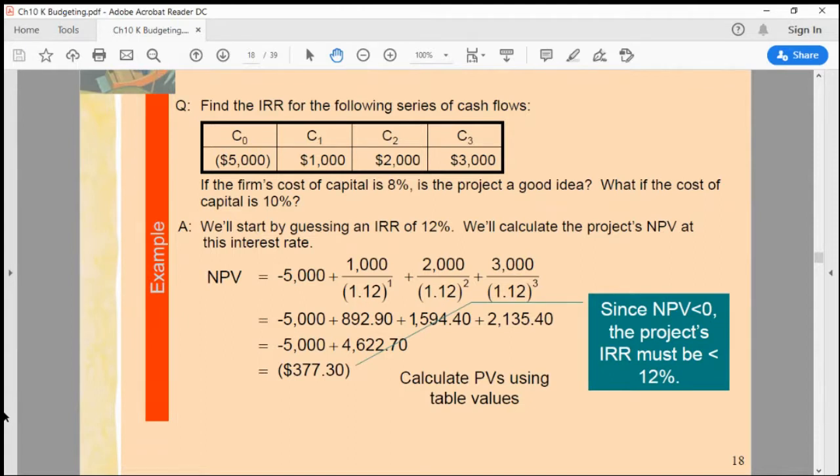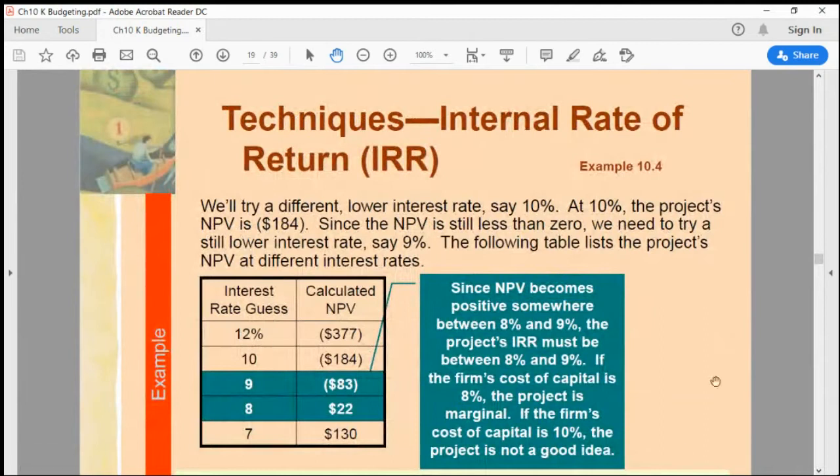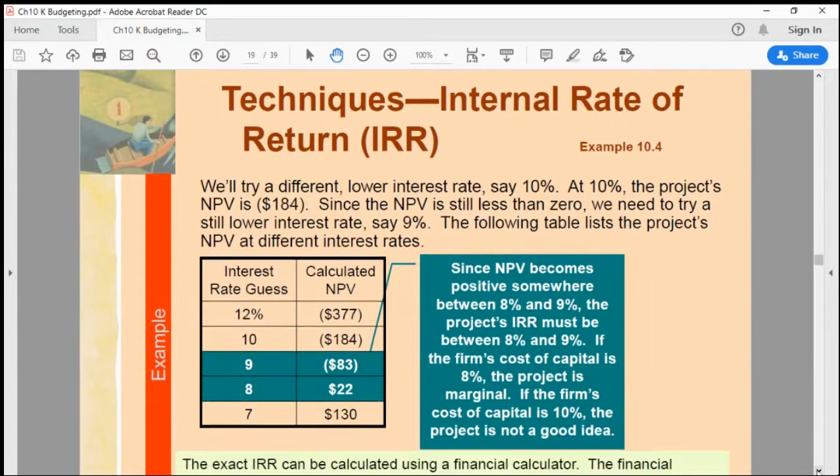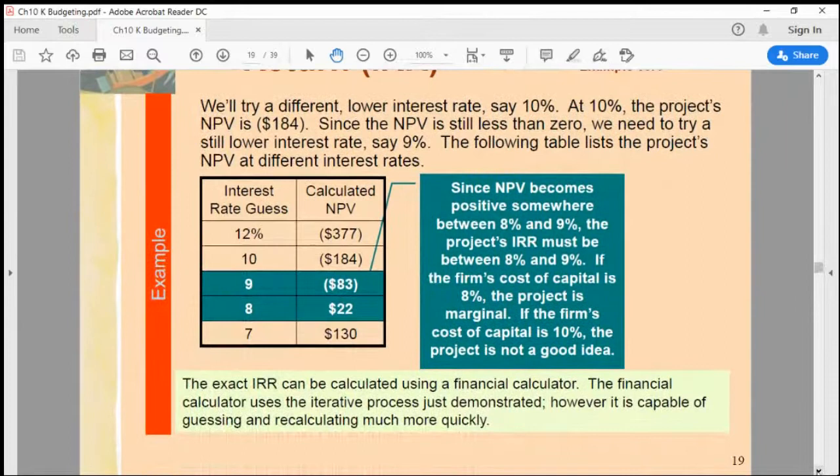Because if you have to go through trial and error, that's already a very crude method, right? So we're not going to follow the method used in the slide, because it involves a lot of guesswork. We're going to go straight to Excel and use Excel's internal rate of return command.